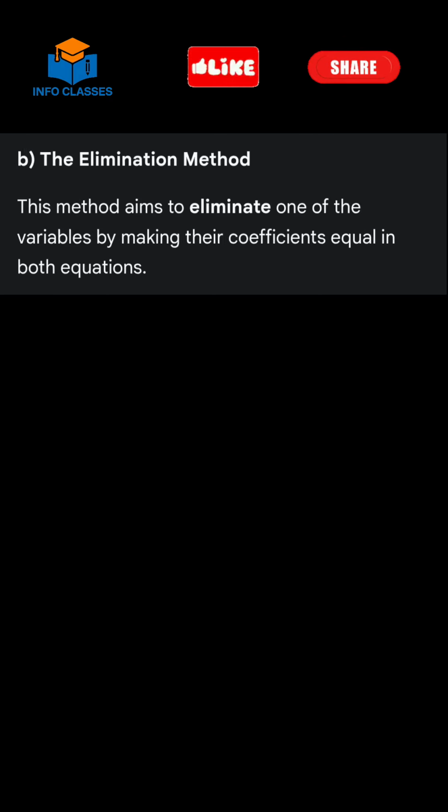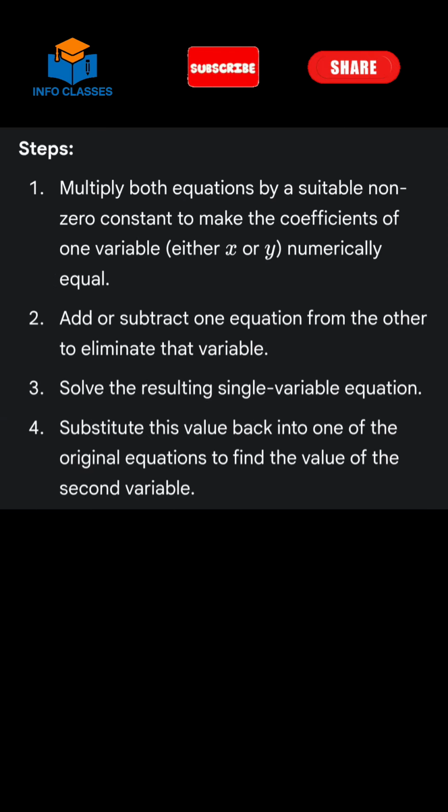The elimination method. This method aims to eliminate one of the variables by making their coefficients equal in both equations. The steps: multiply both equations by a suitable non-zero constant to make the coefficients of one variable, either x or y, numerically equal. Add or subtract one equation from the other to eliminate that variable.